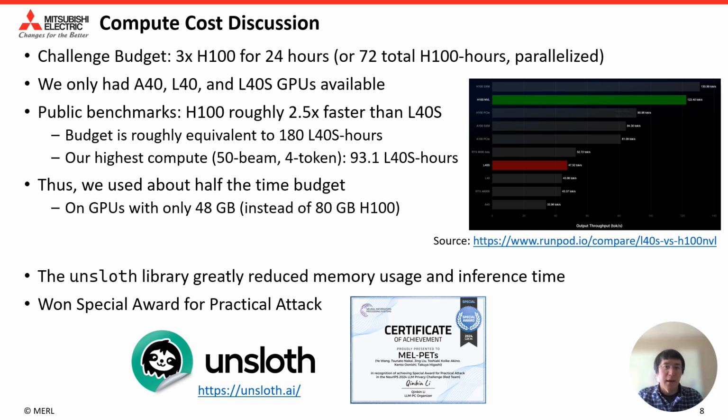Our highest compute attack, which was the 50 beam 4 token case that achieved our highest test ASR, used only 93.1 L40S hours. Thus, we only used about half of the GPU time budget, while also using GPUs that had only 48 gigabytes of memory instead of the 80 gigabyte H100 GPUs. The unsloth library was very helpful to reduce the overall memory usage and inference time for our attack, and ultimately we won the special award for practical attack in this contest.